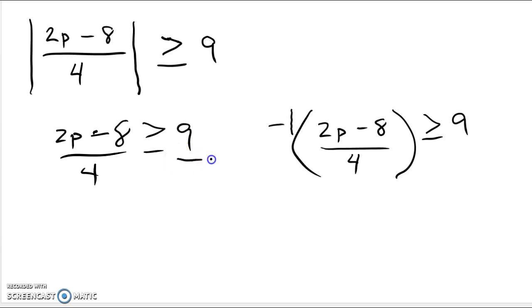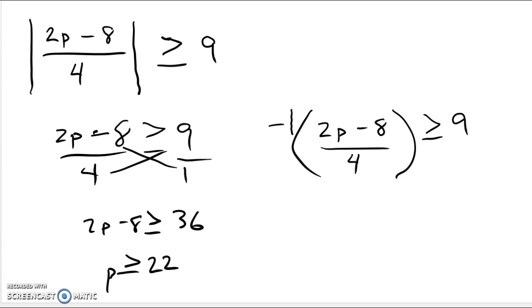Just as if there were an equal sign here, we're going to cross multiply and solve. So we wind up with 2p minus 8 greater than or equal to, remember I'm cross multiplying, so we've got 36, and now we just solve from there. And after we did the algebra, we find out that p is greater than or equal to 22. On the second one, we're going to multiply both sides by -1, but that is going to flip our sign because every time you multiply or divide a negative across an inequality, the sign always flips.